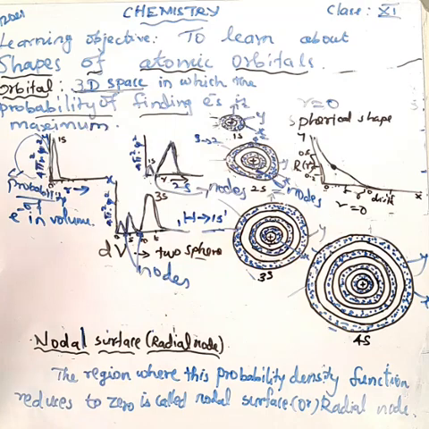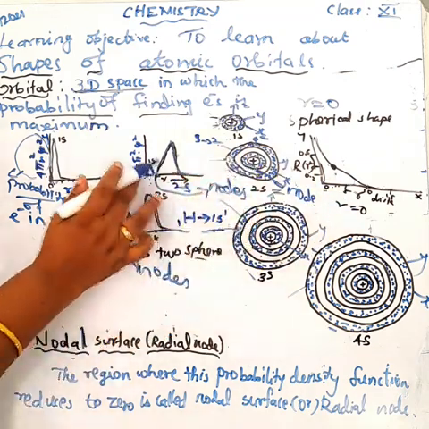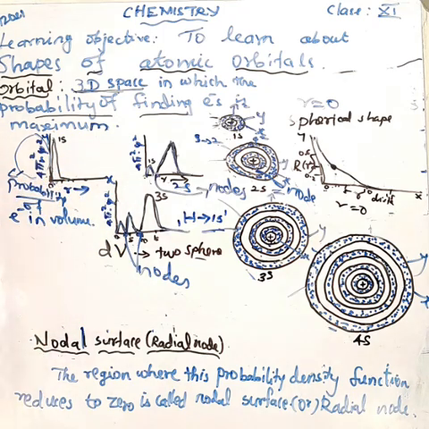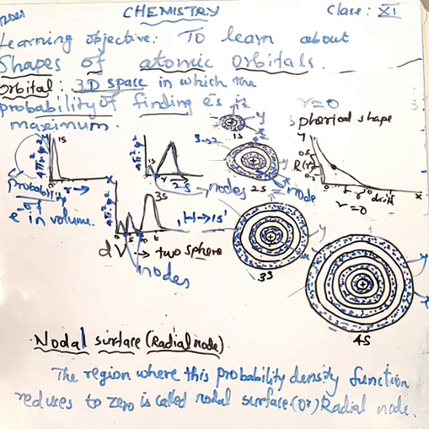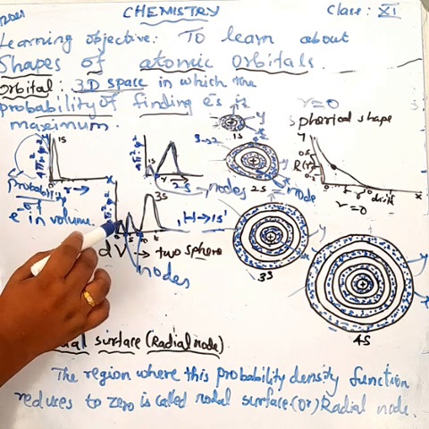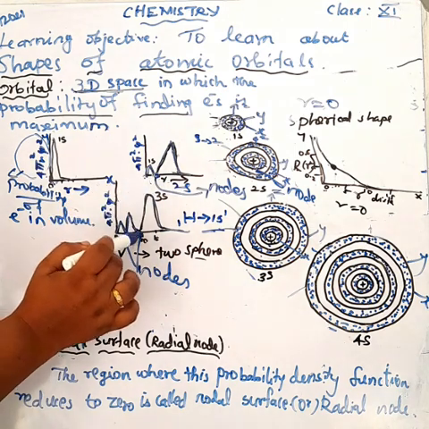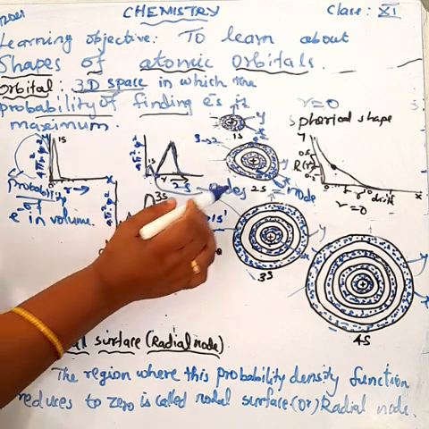Okay, and we look at the graph. For the 1s orbital, here no nodes. Okay, for the 2s orbital, only one node is here. At that particular point, the probability of electrons will be 0. Why is this happening? Because this is the 1s orbital, and this is the 2s orbital.